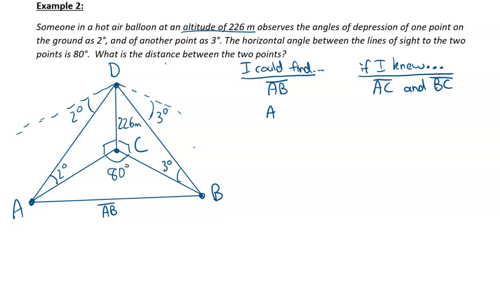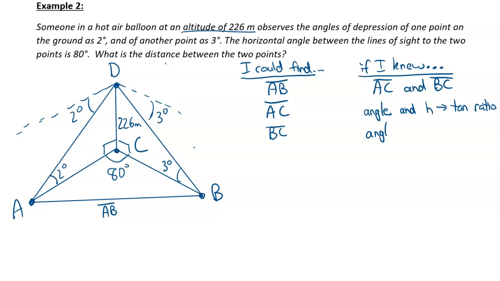So let's talk about how we're going to solve AC. Well, I could solve AC if I knew, well, I have enough to know it, right? Because it's a right triangle, I need to know the angle and a side length. So I know the angle, I know the height, so I could use the tan ratio, or the tangent ratio. And I can do the same for side length BC.